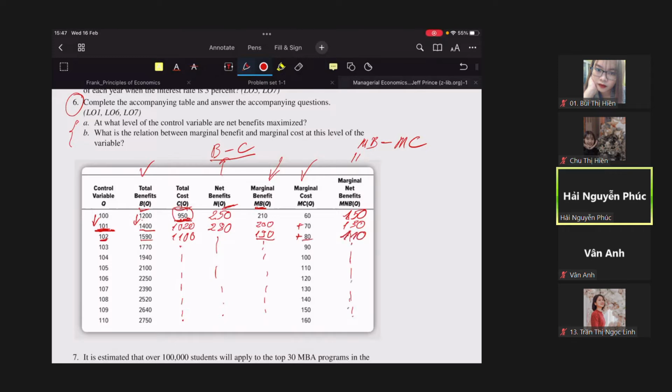Of course, after filling out all of the cells in this table, you can easily answer question A and question B. For example, in question A they ask at what level the control variable, here Q, the net benefit is maximized. You will take a look at this column and you will find out.